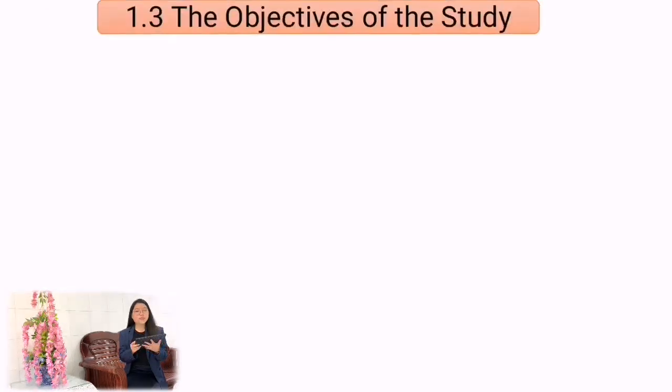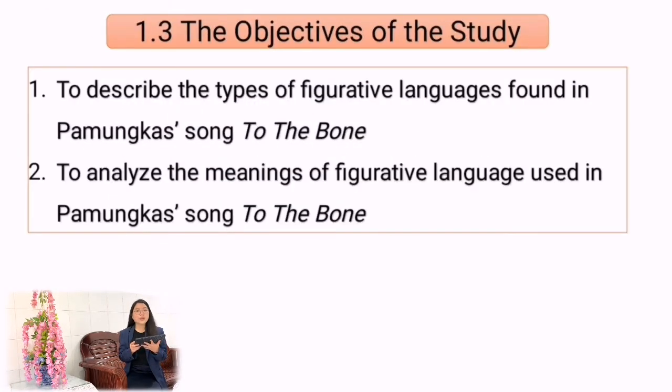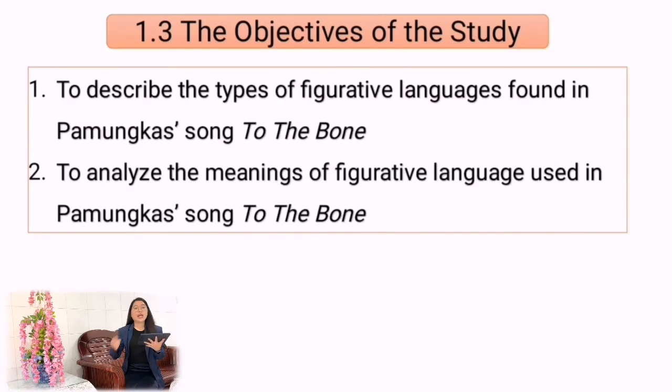In 1.3, the objectives of the study, it is the continuation of 1.2, the problems of the study. The problem of the study number 1 is asking about what types. It means that the objective of the study in number 1 should be to describe the types of figurative language found in Pamungkas' song "To The Bone". And then the second is about the meaning. It means that I will analyze the meaning. So the number 2 objective of the study will be to analyze the meanings of figurative language used in Pamungkas' song "To The Bone".